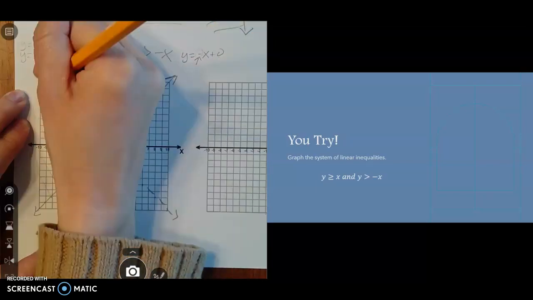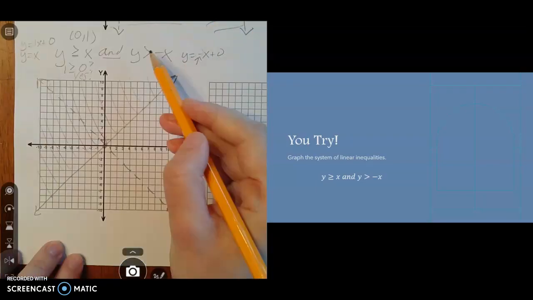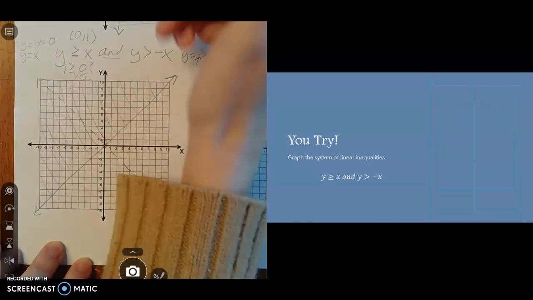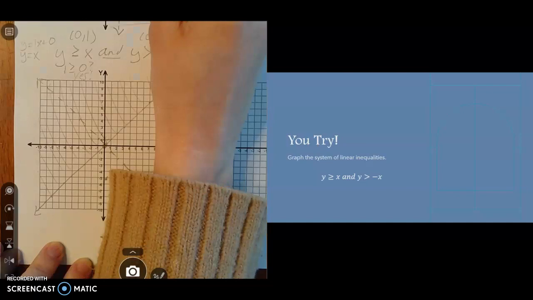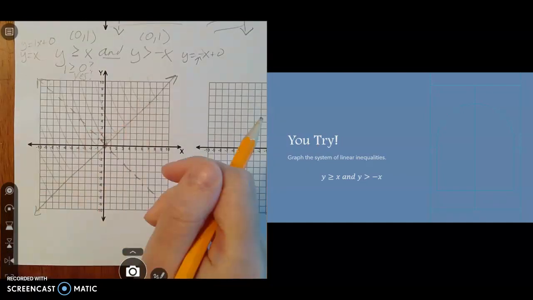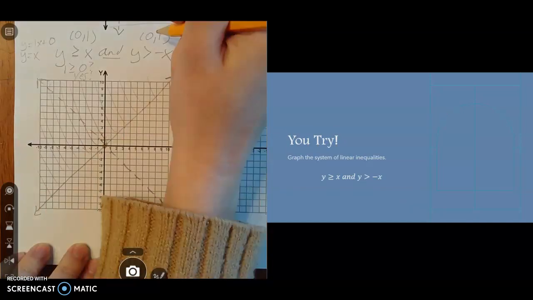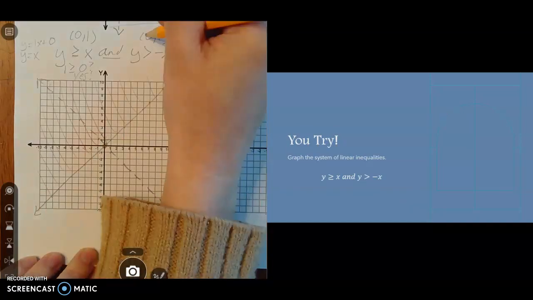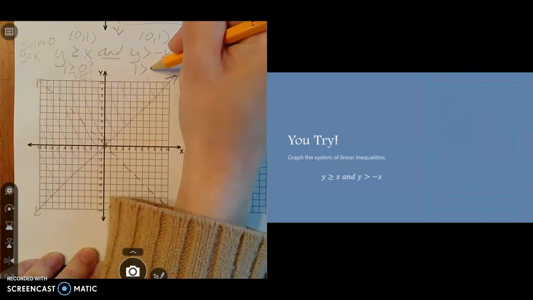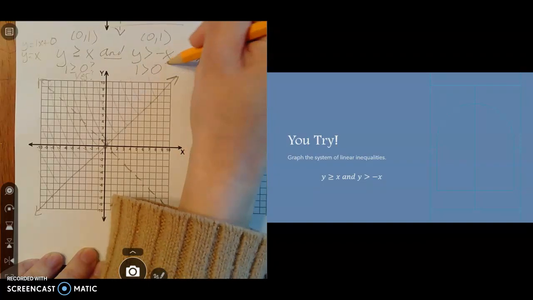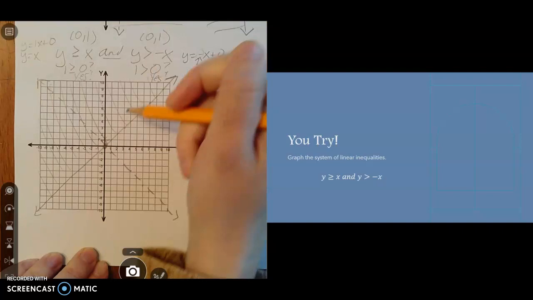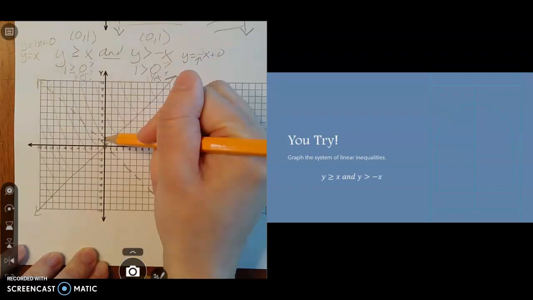Alright, next up we need to figure out how we're shading. So with y is greater than, you might be able to tell, I think we're shading up. But how about we use that test point again? We are using 0, 1, and you can use any point you would like as long as it's not on your line. Okay? So we just want to see if it's true or not. So with 0, 1, 1 would be the y value, 0 would be my x value, and the opposite of 0 is still 0. So is 1 greater than 0? Yes, it is. So we're going to shade in the direction of our test point, which would be this way.